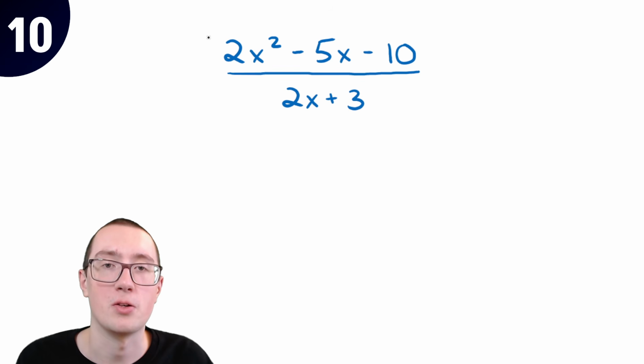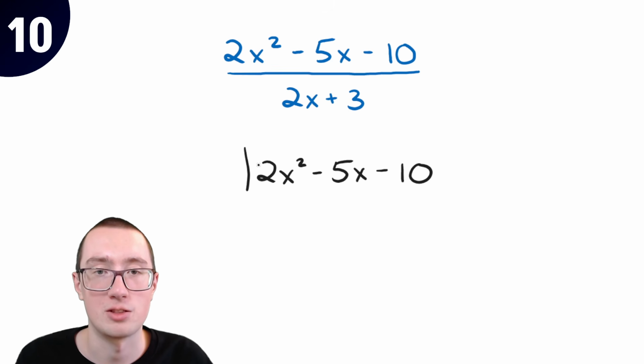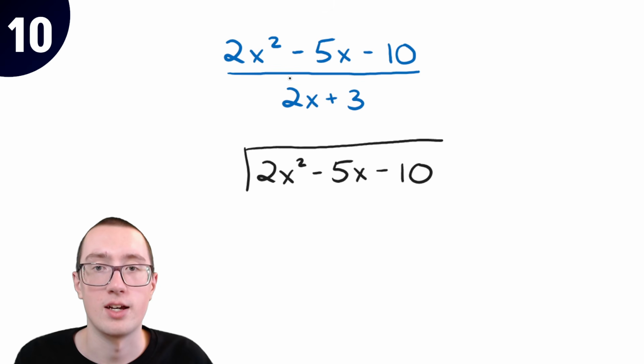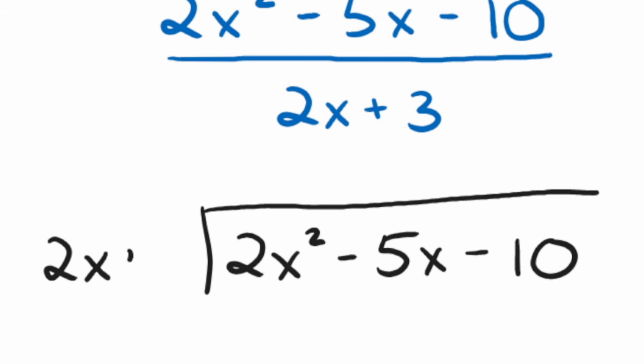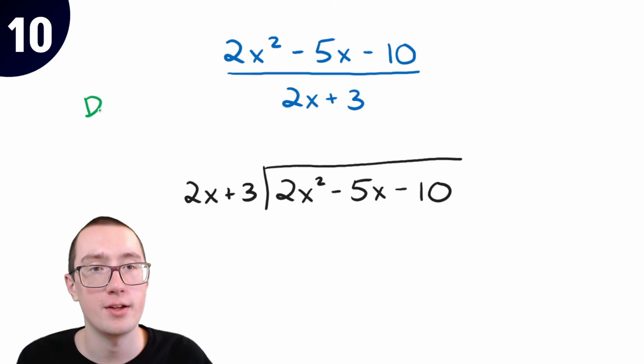So this top part here, the first part of our division, we're going to write here, and we're going to put it inside of our division box, like this weird thing. And then on the bottom, this part here is going to go on the outside of our division box. And now we just need to follow the same steps as elementary school long division, which if you don't remember them, those are divide, multiply, subtract, and then bring down.